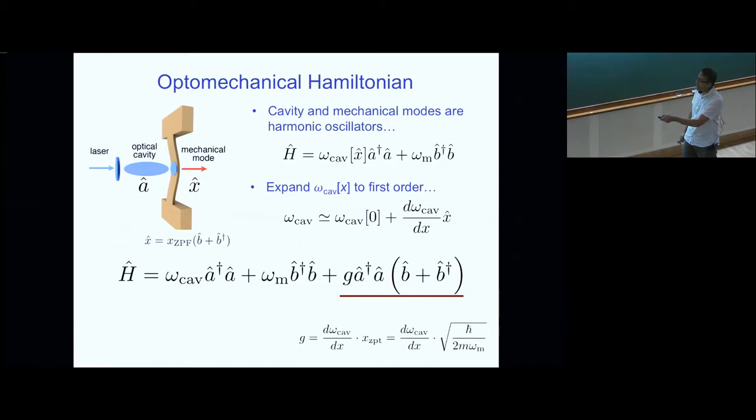It's basically set by how strongly the cavity frequency depends on changes in x, times the size of the zero-point motion. Okay, and so in most experiments, this is a very, very small number. It's very small compared to the dissipation scales in the problem. So it ranges from maybe tens of hertz to, if you're doing really, really well, maybe close to a megahertz. Okay, and that's the basic Hamiltonian we're going to be playing with.